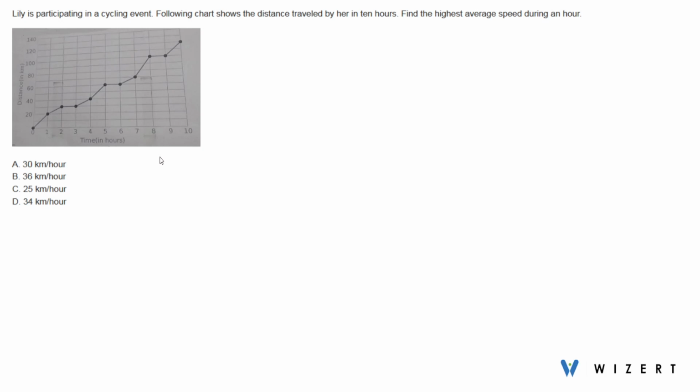Sorry, she travels from 70 kilometers to 100 kilometers. So the total distance traveled by her in 1 hour is equal to 30 kilometers. So let's write the formula. Average speed equals distance covered upon time taken.